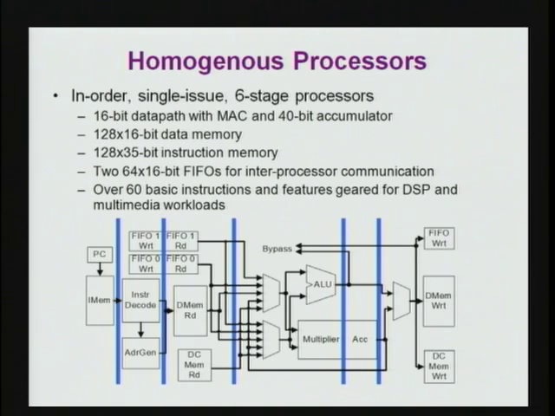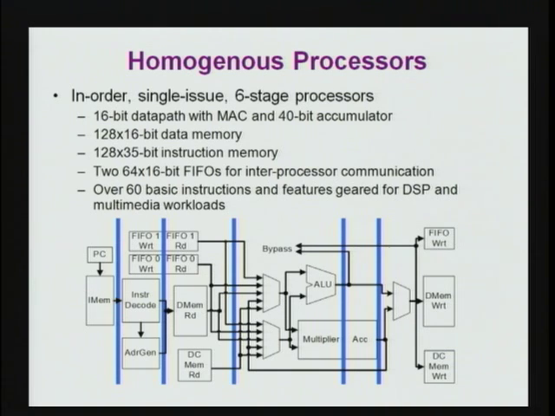So we take one of the key ideas from the first chip by noticing that all tasks are quite simple and only require a small set of data, a small memory for simple data. Each processor only contains an in-order single-issue six-stage pipeline.